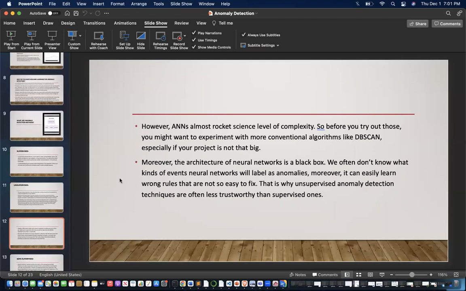Moreover, the architecture of neural networks is a black box. We often don't know what kinds of events neural networks will label as anomalies. Moreover, it can easily learn wrong rules that are not easy to fix.